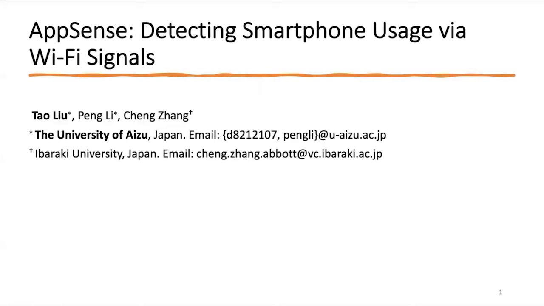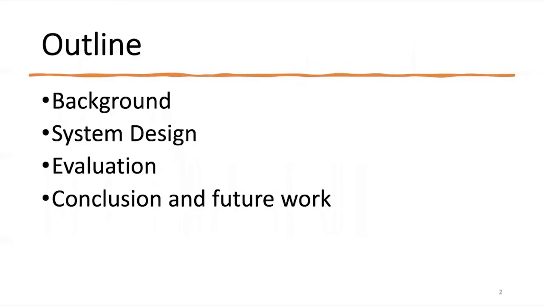Okay, today I'm going to present my paper, named AppSense: Detecting Smartphone Usage via Wi-Fi Signals. This is the outline, which includes the background, the system design, the evaluation, and the final conclusion and future work part. So we're first talking about the background.